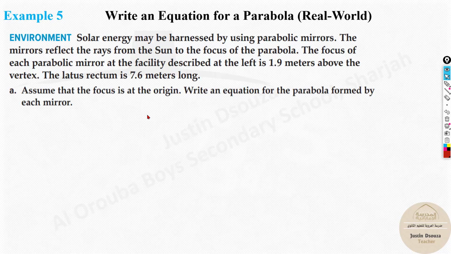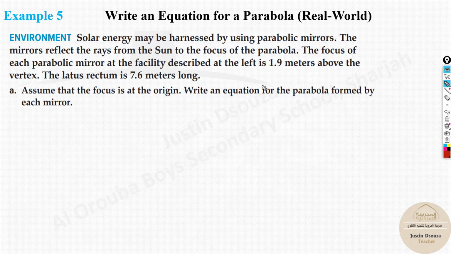Now here we have a real world problem. Solar energy may be harnessed by using parabolic mirrors. The mirrors reflect the rays from the sun to the focus of the parabola. The focus of each parabolic mirror at the facility described at the left is 1.8 meters above the vertex. This is a very important point.